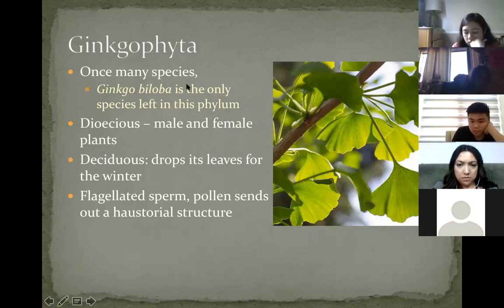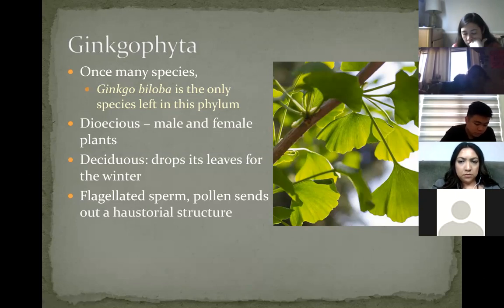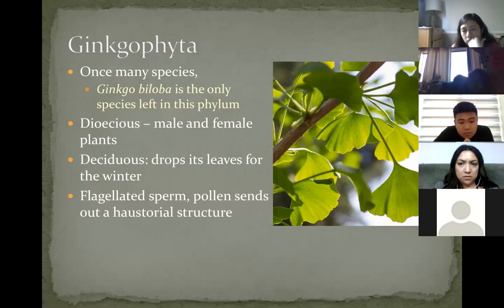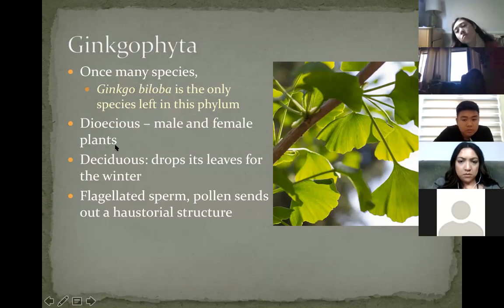Just like cycads, ginkgos are dioecious, so they have separate male and female plants. But unlike the cycads, ginkgos are deciduous, meaning that they drop their leaves during the winter, usually to prevent freeze-induced cavitation, pretty much air bubbles in the xylem. They also have flagellated sperm, so their pollen is going to send out a haustorial structure, usually a tube-like structure that will eventually burst to release the sperm and then fertilize the egg. So pretty similar to cycads for the most part, except that they are deciduous, whereas cycads are evergreen.